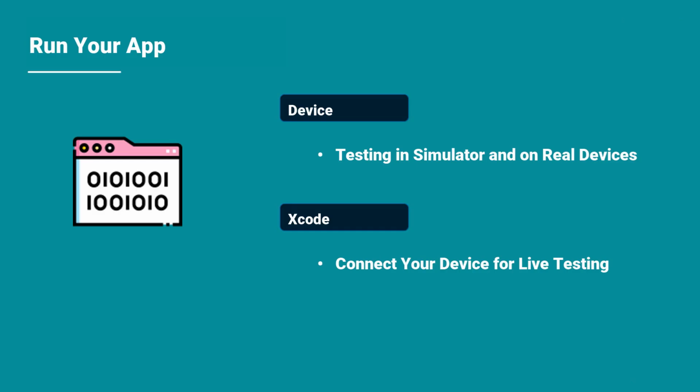Now, keep in mind that testing in the simulator is super handy for quick checks. But you might really want to see how your app performs on a real device. To do that, you'll need to connect your iOS device to your Mac via USB. Just make sure you've enabled developer mode on your device first. Once you've got that set up and connected, it'll pop up in the device dropdown in Xcode. Just select it and run the app again. This time, you're testing it live.